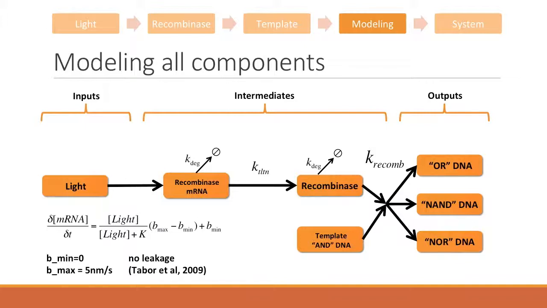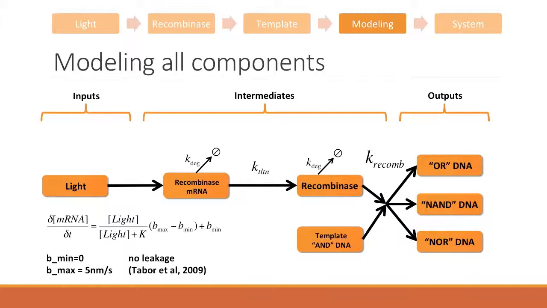Moving further to the right, we see that the mRNA recombinase has some constant degradation rate, but we also see it being translated into recombinase itself. That recombinase also has some predetermined degradation rate. It can also combine with our template and DNA to produce the other 3 types.